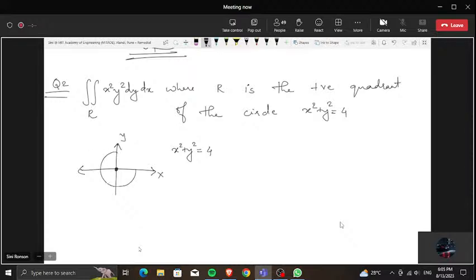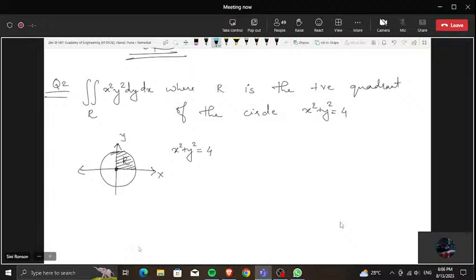Yes, like this. And what is your region R? Positive quadrant of the circle. That means which region do I have to take here? Only the first quadrant. Only the region that is lying in the first quadrant. So this becomes your region R. R is the positive quadrant of this circle. So this will be your region R.